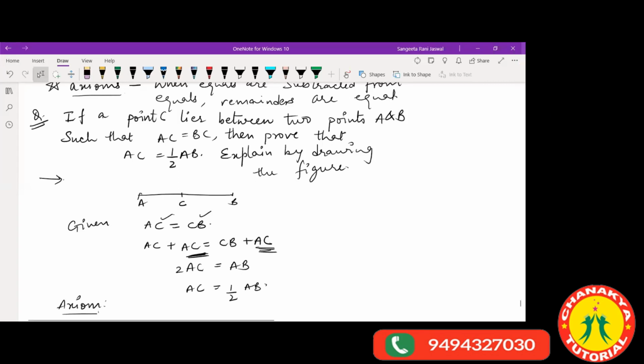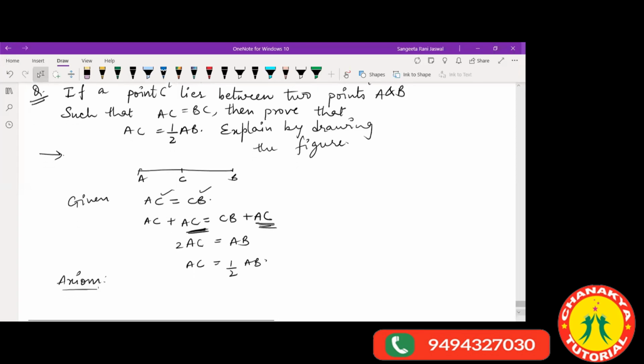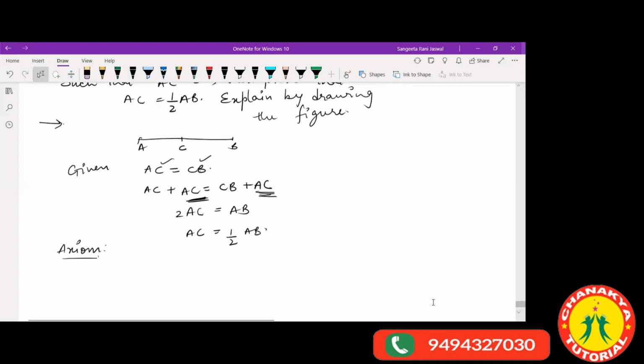Ma'am, if equals are added to equals, the wholes are equal. Yes, absolutely. So it's not that. If equals are added, see, I said these are already equal, and I have added something equal to it. So if equals are added to equals, the wholes are equal. So please write down that.